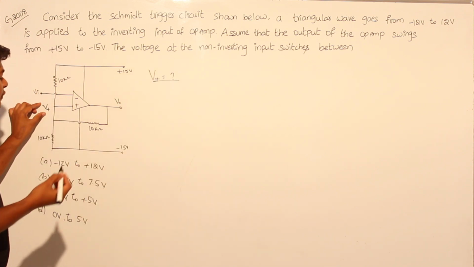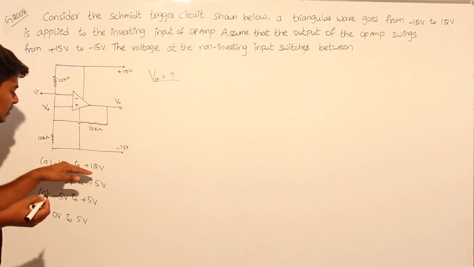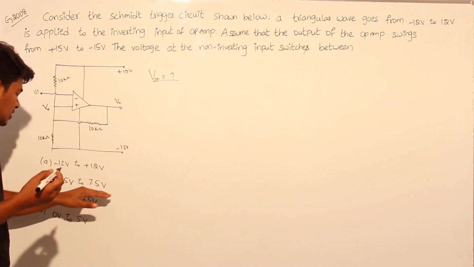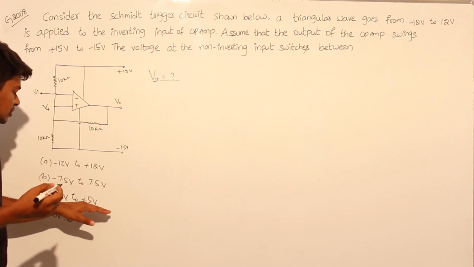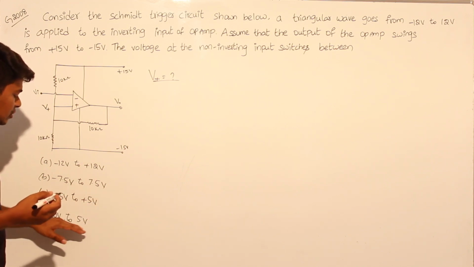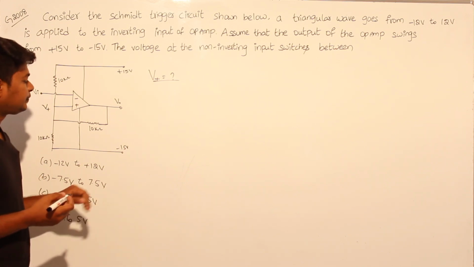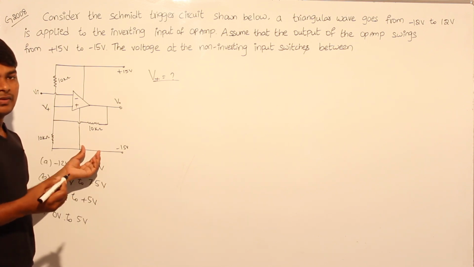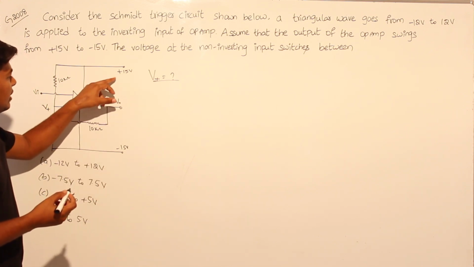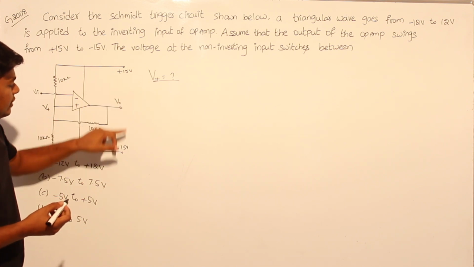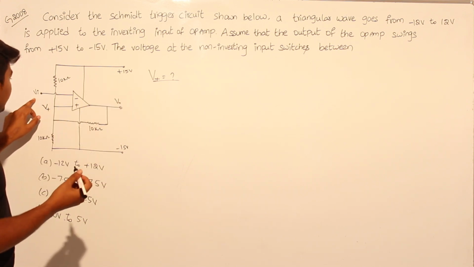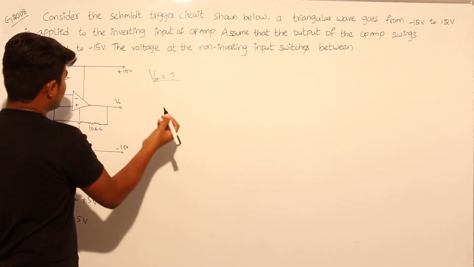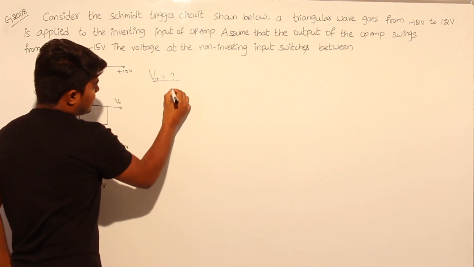They have given four options. Option A, minus 12 volts to plus 12 volts. Option B, minus 7.5 volts to plus 7.5 volts. Option C, minus 5 volts to plus 5 volts. And option D, 0 to 5 volts. Now, by looking at this diagram, we have seen everything: the output swings from plus 15 to minus 15, and the input ranges from minus 12 to plus 12. So we can solve in two cases.